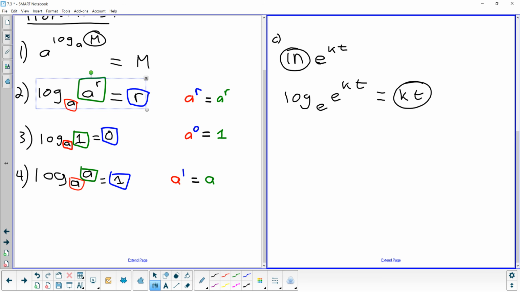All right, and let's do one more of those. Let's do log base 12 of 12. What would that simplify to? Log base 12 of 12. Yep. 1. Whenever the argument and the base match, the answer to a logarithm is always 1. Okay. Any questions on those 4 properties?